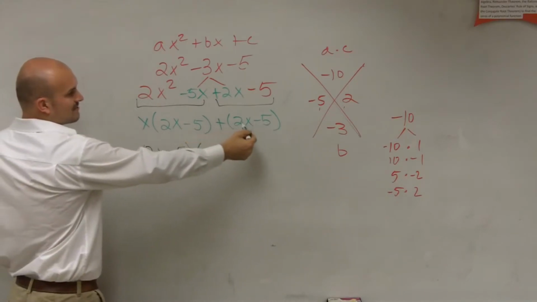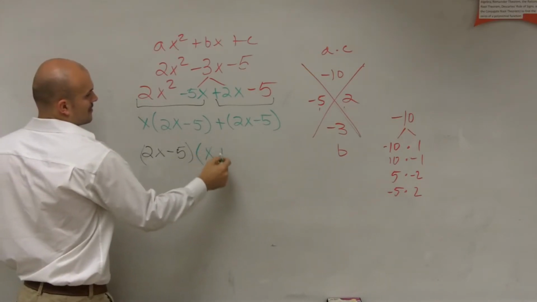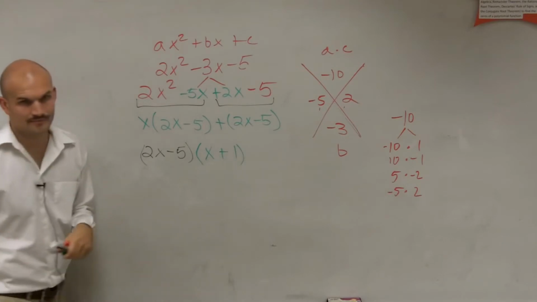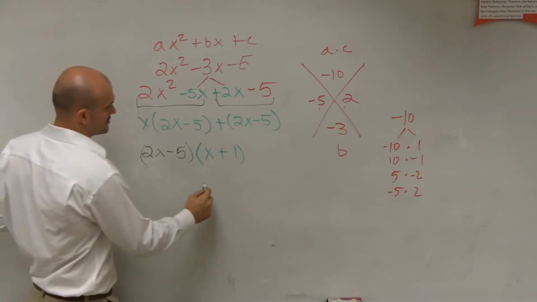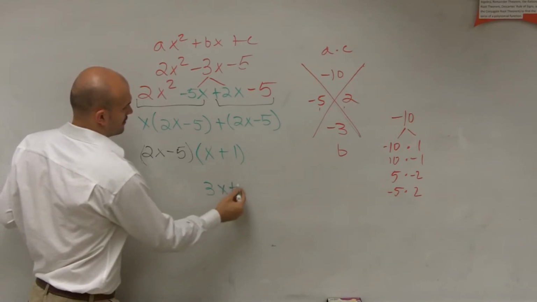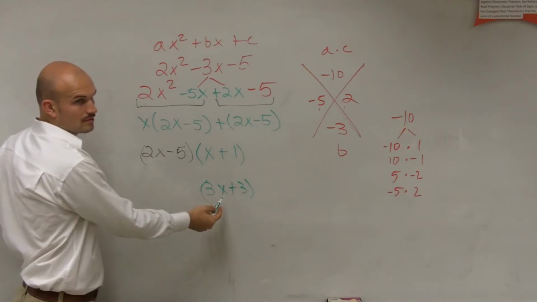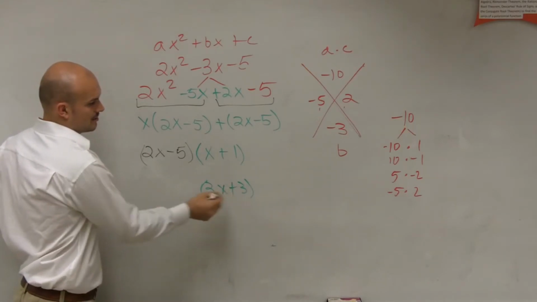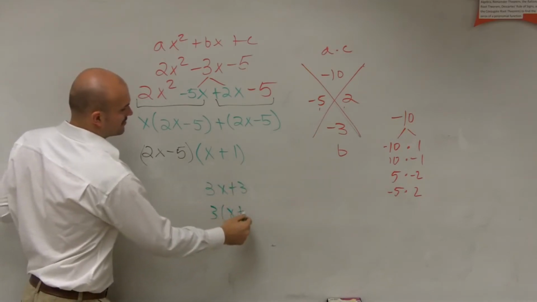x, and then what happens? If I factor this out, what's still there? A 1. Put it this way. What can you factor out of this? What do these two share? 3. So you factor out a 3, it's x plus 1.